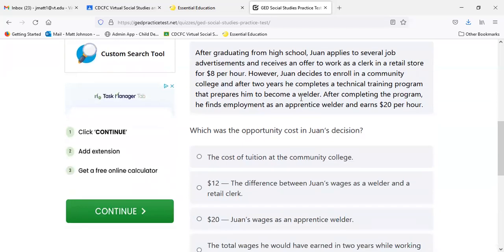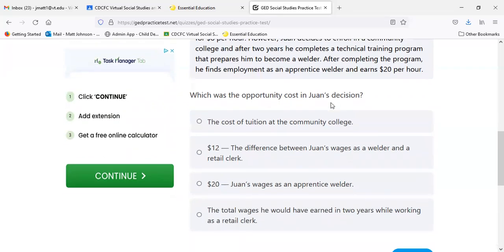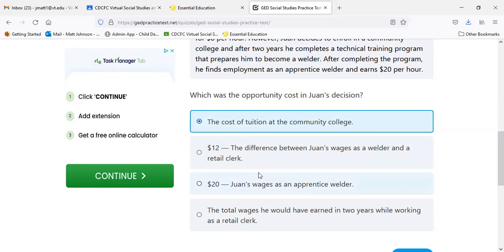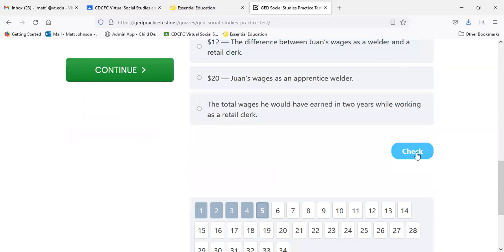So this is something we didn't discuss very much. That's something that may or may not come up on a test. So, is the opportunity cost the cost of tuition at the community college? I'll go ahead and take care of this question here and give you a little explanation. The difference between Juan's wages as a welder and a retail clerk, Juan's wages as an apprentice welder, or the total wages he would have earned in 2 years while working as a retail clerk. It's the cost of tuition, right? So that is the opportunity cost here to further his career.